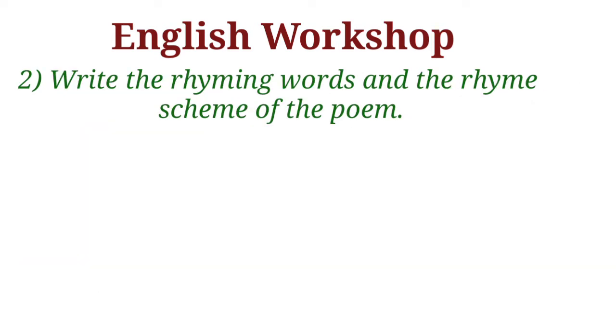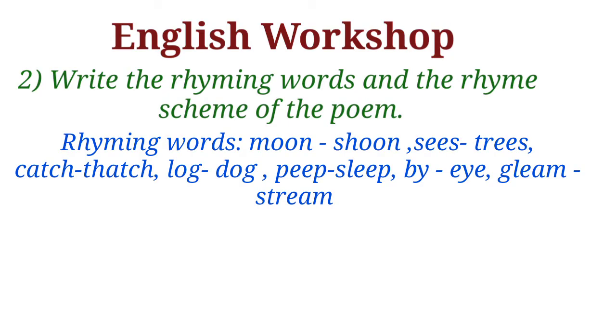Second question. Write the rhyming words and the rhyme scheme of the poem. First of all, we'll write the rhyming words in the poem, and the rhyming words in the poem are moon, shoon, seas, trees, catch, thatch, log, dog, peep, sleep, by, eye, gleam, and stream.